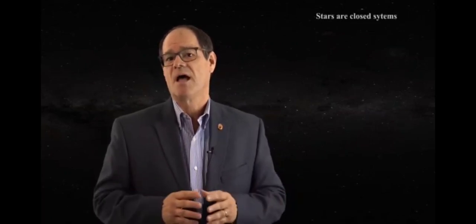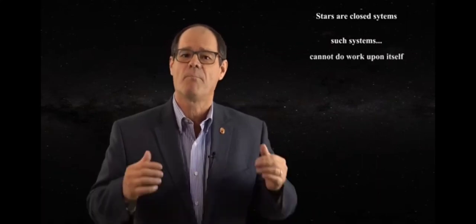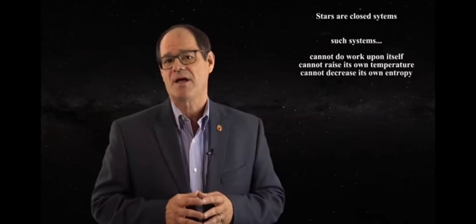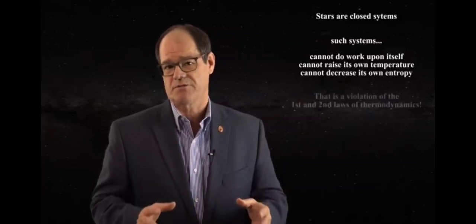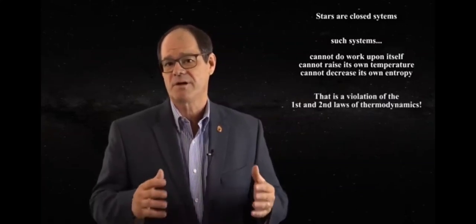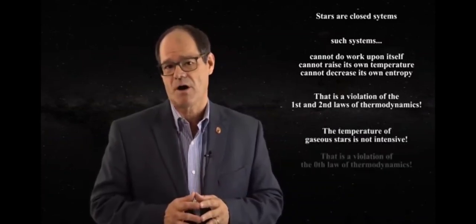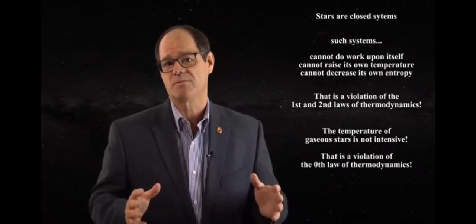Either way, the gravitational collapse of a gas is a violation of the laws of thermodynamics. Stars have long been considered closed systems, and such a system cannot do work upon itself, raise its own temperature, and decrease its own entropy. That is a violation of the first and second laws of thermodynamics. Furthermore, the temperature of gaseous stars is not intensive as required by the zeroth law. This causes Eddington's mass-luminosity relationship to violate the laws of thermodynamics, as I explained in detail in this paper.